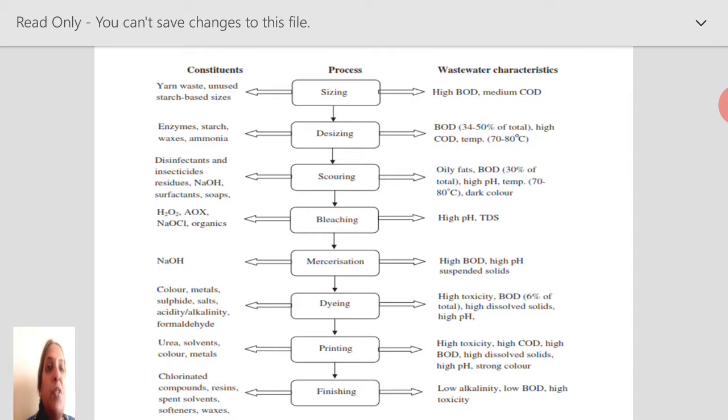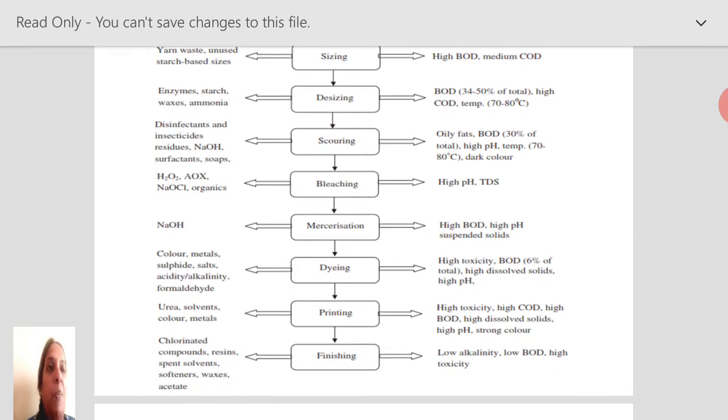In the case of scouring units, you will get oily fats, BOD, high temperature, etc. And you can see the constituents along with the wastewater characteristics also. In bleaching, you will get high pH and TDS. When you come to the dyeing unit, this is a major polluting area in the industry, where you use color, metals, sulfide, salts, acidity, alkalinity or formaldehyde in the dyeing process. As a result, the wastewater coming from this has high toxicity, high BOD, high dissolved solids as well as high pH.